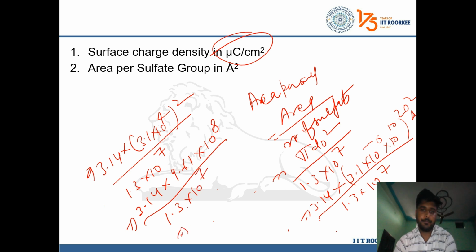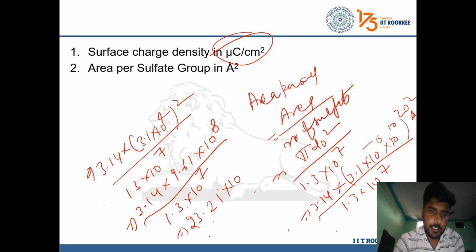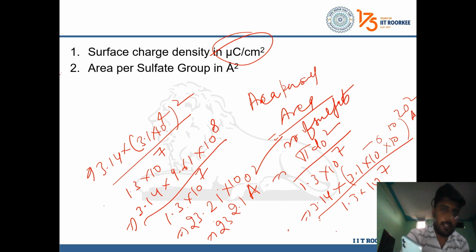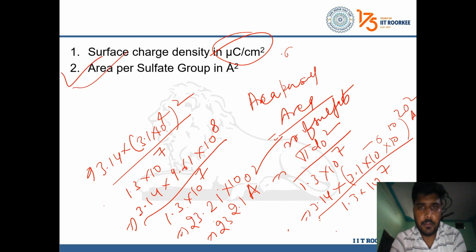So 3.14 into 9.61 10 raised to power 8, over 1.3 10 raised to 7. Sorry, 3.14, 9.61 divided by 1.3, that is 23.21, and it will be 10, so that will be 232.1 angstrom square, the answer for this. So let me put the answers. That will be micro coulomb, and this will be 232.1 angstrom square.